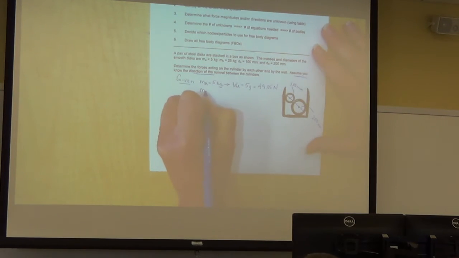And then the mass of B is 25 kilograms, and that turns out to be 5 times that, right? So what does it come out to be? 245.25.